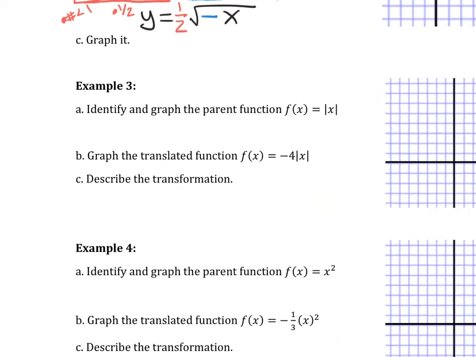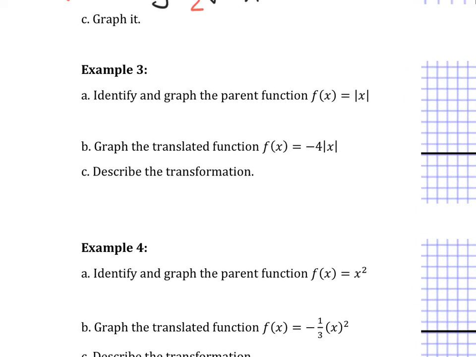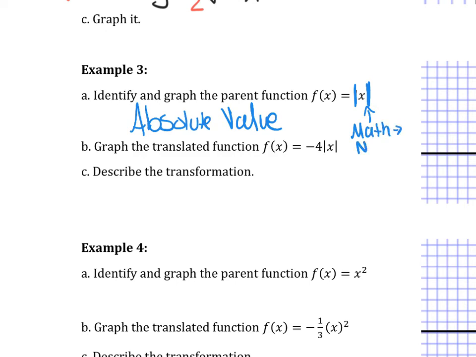All right, example 3. What is the name of this parent function? It's absolute value, the absolute value bars. So to graph it, use your calculator. Again, remember to get the absolute value bars, you hit the math button, go over to the NUM menu, and then it's the first option, ABS.